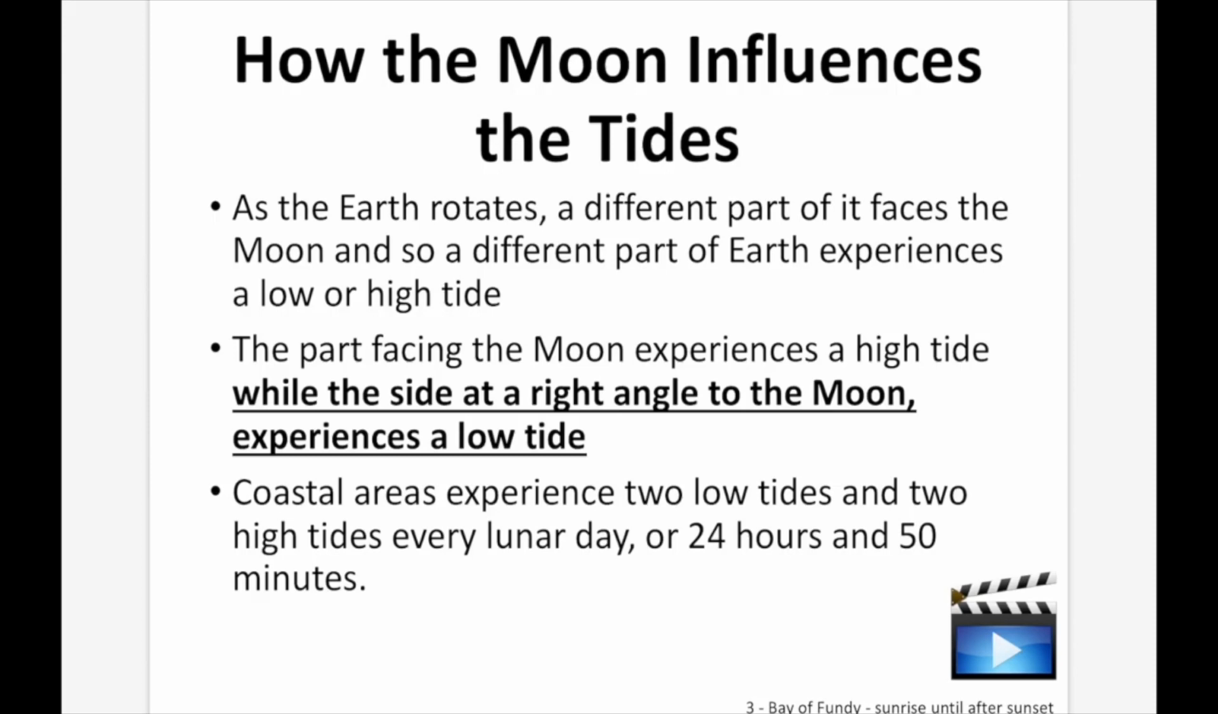As the Earth rotates, a different part of it faces the Moon, and so a different part of the Earth experiences a high or low tide. Remember, the Earth rotates every 24 hours, so although we always see the same side of the Moon, the Moon always sees a different side of Earth. The part facing the Moon experiences a high tide, while the side at the right angle to the Moon experiences a low tide.